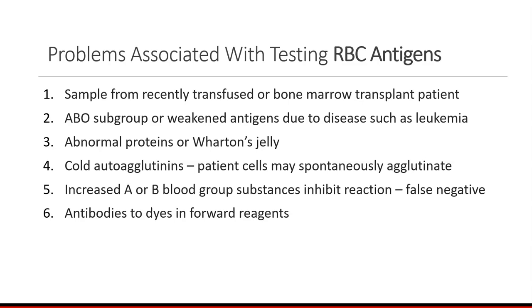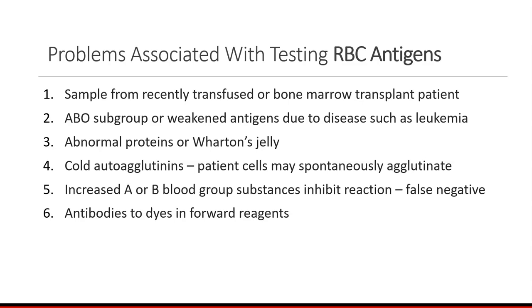Cold autoagglutinins. Patient cells may spontaneously agglutinate. We'll talk about cold agglutinin disease, and these patients make massive quantities, and they have specificity for the I antigen, which is present on all normal adults. So it's an autoantibody that will cause agglutination.